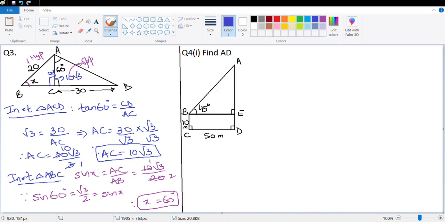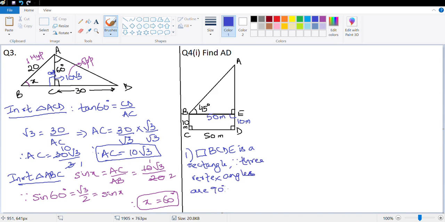The next question that we do is question number 4, part 1, where we need to find AD. So this is 10 meter, which means this would also be 10 meter because BCDE is a rectangle, because 3 angles are 90 degree, which means BE will be equal to 50 meters. So let's just write this down. Point number 1, quadrilateral BCDE is a rectangle since 3 vertex angles are 90 degree.